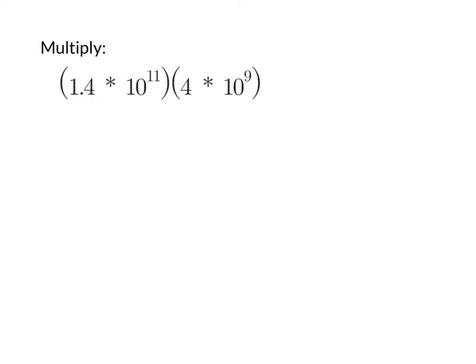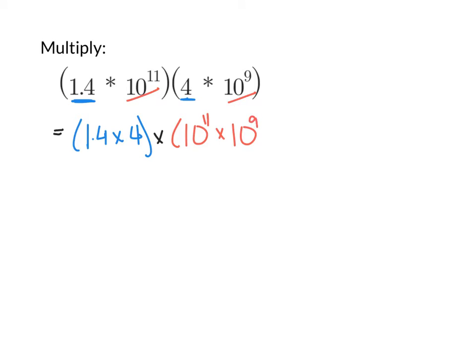So if we want to speed up this process a little bit and think about what we just did in the last example, ultimately what we did is take these two numbers, the 1.4 and the 4, and we multiplied those two together first. So we're going to do 1.4 times 4. Then, in the next part, we're going to take the powers of 10 and multiply them together. So we'll have 10 to the 11th times 10 to the 9th. When we multiply together 1.4 times 4, what we're left with is 5.6.